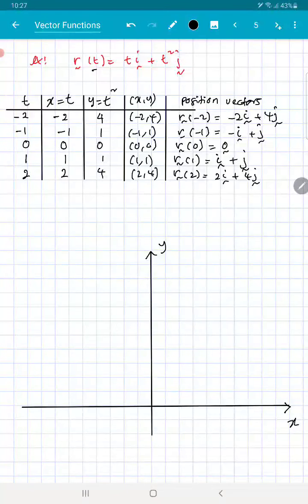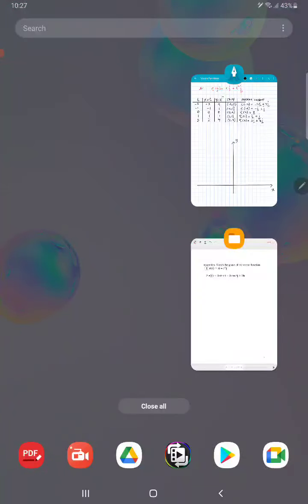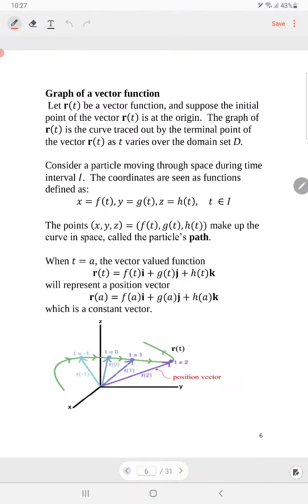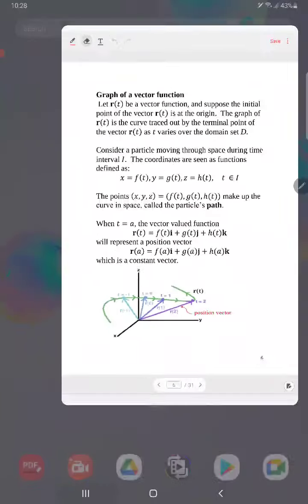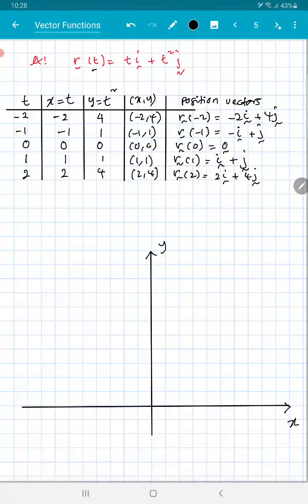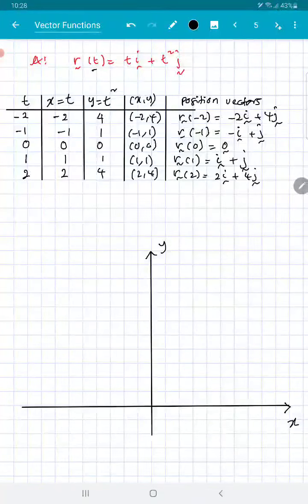Now we're going to sketch the position vectors. Remember, to plot a curve in space, you need position vectors, which are these. Then you connect all the endpoints of the position vectors to get the curve for the vector valued function. So x, y here are the endpoints of our position vectors. Remember, a position vector starts from the origin.